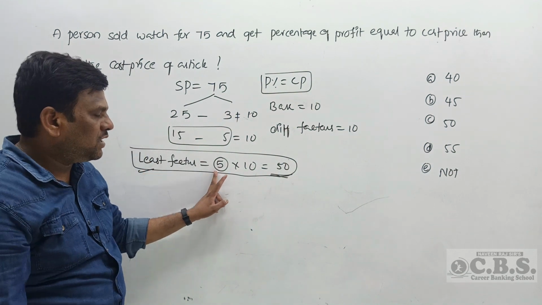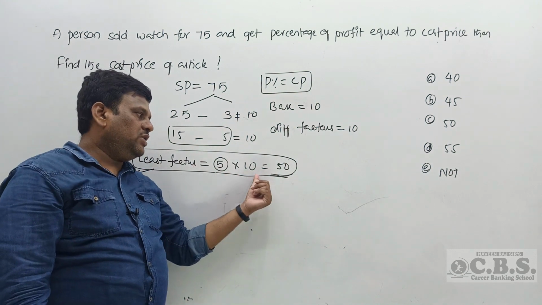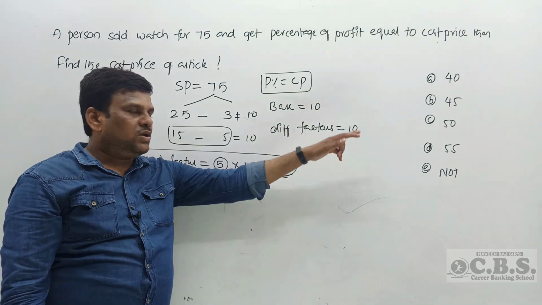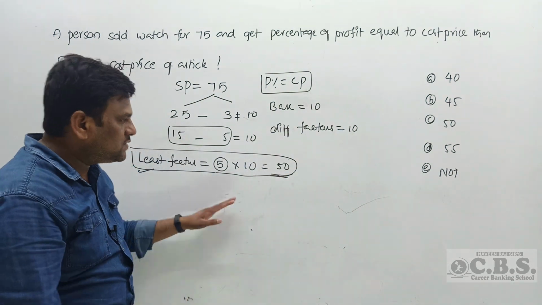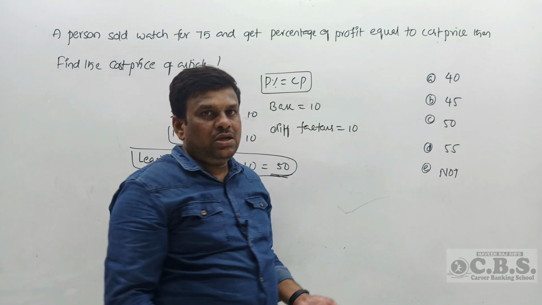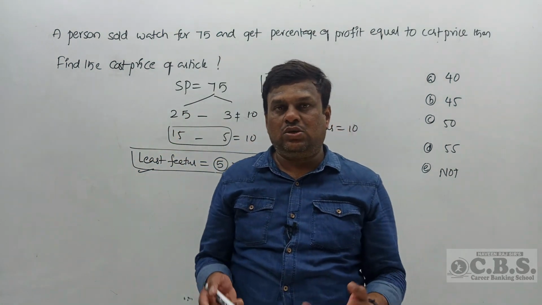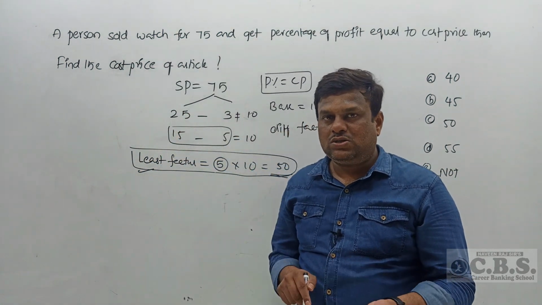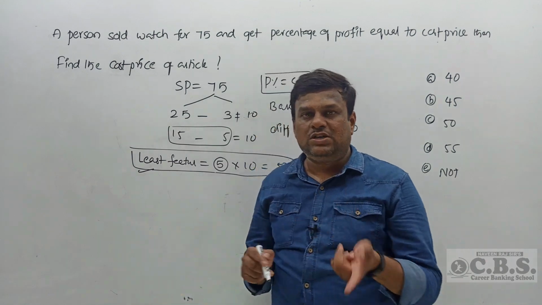What is the least factor? It is 5. Multiply with the base value. What is the base value? 10. 5 tens are how much? 50. Your answer C is the right answer. Okay, this is a model to answer any question which has profit percent equal to cost price and loss percent equal to cost price. Let's discuss the same question with loss percentage.